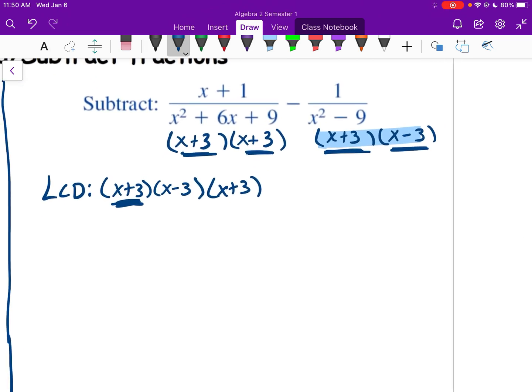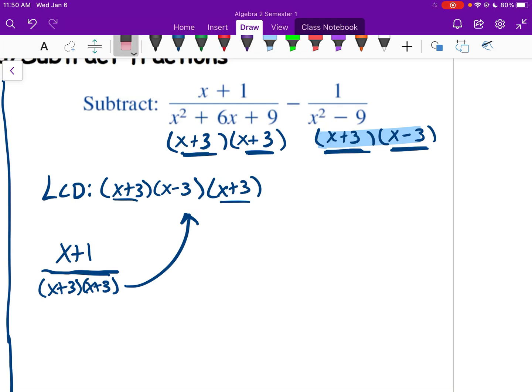Now again, once you figure out the LCD, we got to figure out what is that denominator missing compared to the LCD. So in this case, we have the x plus 3, we have the x plus 3. I am missing the x minus 3. So I'm going to multiply both top and bottom by that x minus 3. Okay, so we're done with that term. We got our denominator to be the LCD.